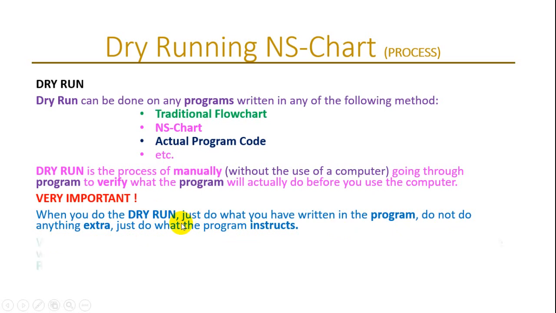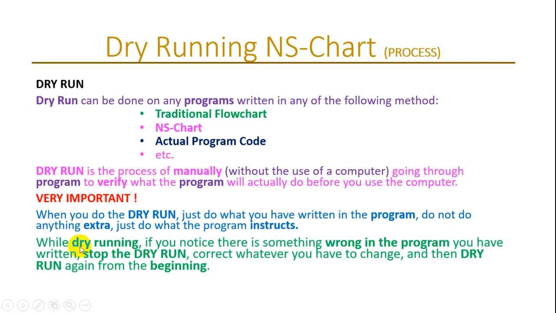you have to remember that. But while dry running, sometimes you will notice that what you have written in your NS chart is not going to do what you really want to do, because you are doing an NS chart to do something. So when you go through the dry run, before finishing, you might suddenly figure out that what I have written is wrong. This will actually not do what I want to do, because now you have started dry running, and when you're going through the dry run, you will realize that.